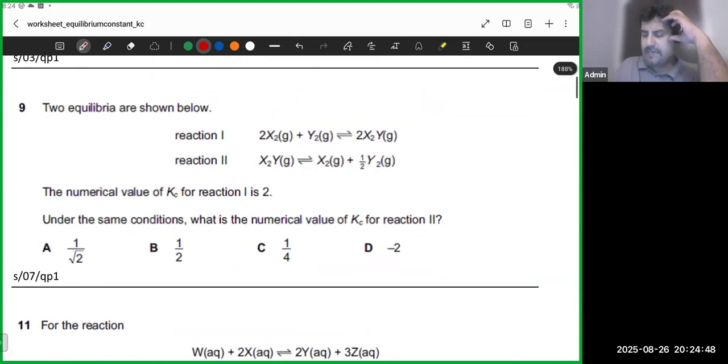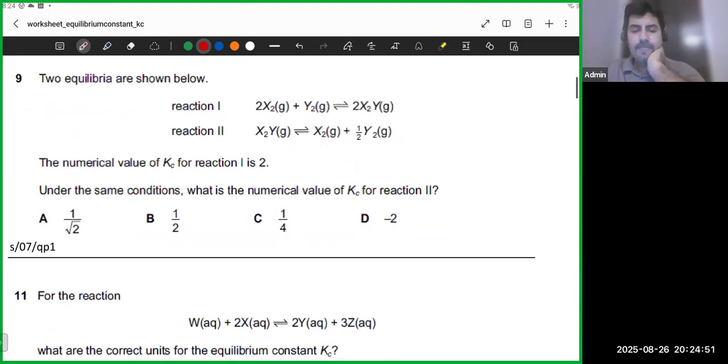Now, here's another question, which is slightly more difficult, more tricky. This one has two reactions, and they're asking that the numerical value of Kc for reaction 1 is 2. So for reaction number 1, the Kc has already been calculated. It is given as 2. And they're asking, based on this, under the same condition, what is the numerical value of Kc for reaction number 2? So you have to find the numerical value for reaction number 2.